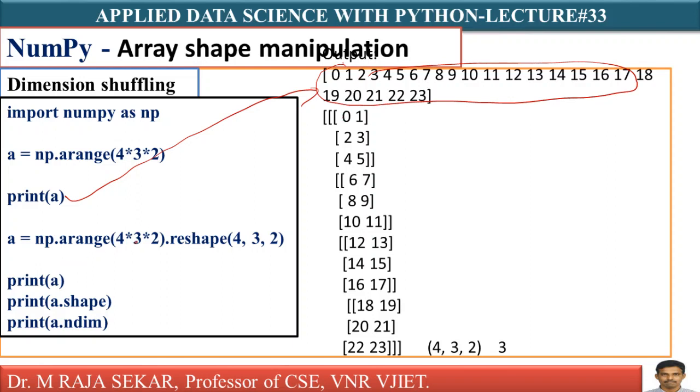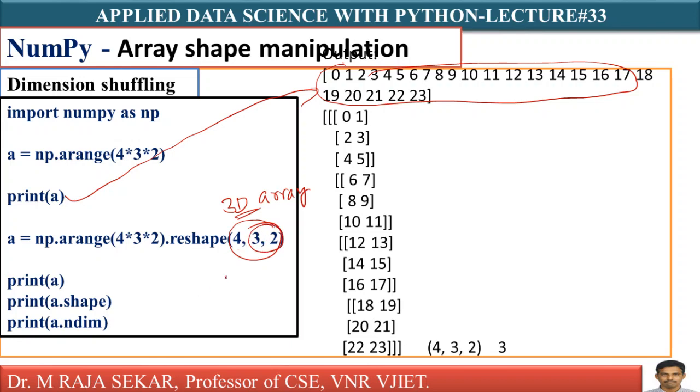Now, what am I doing here? Just see, np.arange(4*3*2).reshape. Reshape 4, 3, 2 means I am trying to construct a 3-dimensional array. That you must realize. How am I constructing this 3D array? I am constructing this 3D array with four 2-dimensional arrays, 3 by 2 arrays. How many? Four 3 by 2 arrays, isn't it?